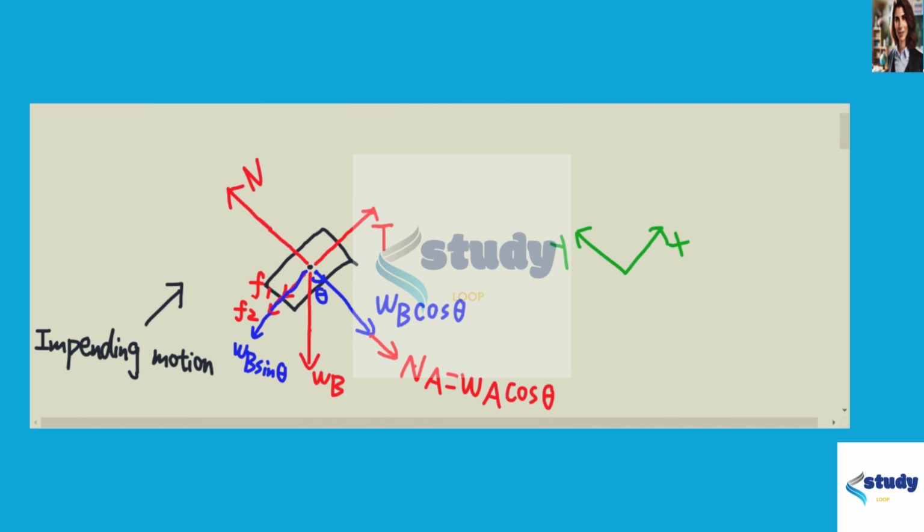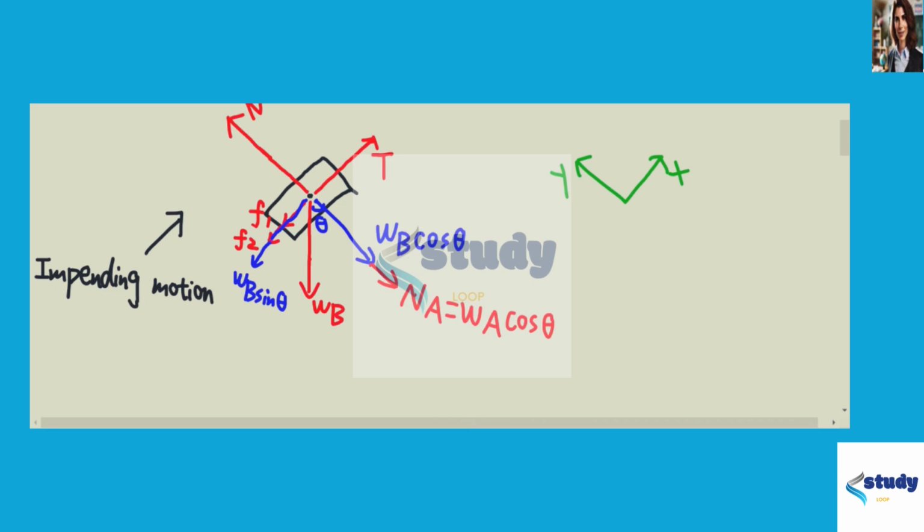And this is the free body diagram for block B. For block B, the situation is a bit complicated here, okay? Because there are 2 frictions here. One is the friction between block A and B. Another is the friction between block B and the surface. Okay, so F1 here is the friction between block B and the surface, and F2 here is the friction between block A and block B.